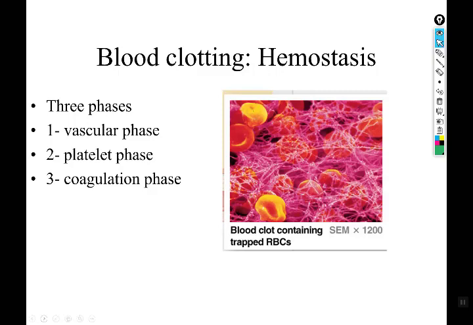So the vascular phase is mediated by the blood vessels that are broken. The platelet phase, like it sounds like, is mediated by the platelets. And the coagulation phase is the set of chemical reactions and steps by which the clot is matured and comes fully into being. And all of these are important.